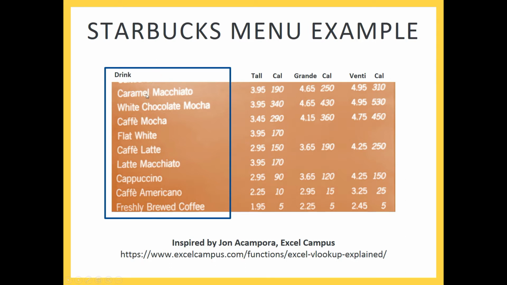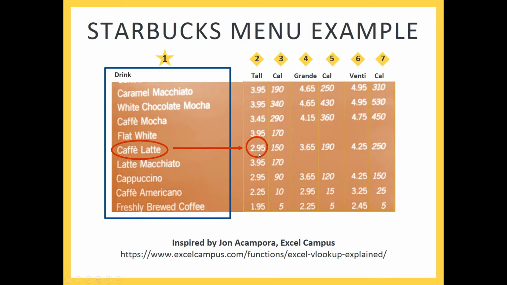So column number one, you're looking for, let's say, a cafe latte, and you want to know how much a tall cafe latte costs, which is found in column number two. So we're first going to find cafe latte down this first column and then come across to find the price of a tall, which is $2.95, found in column two.